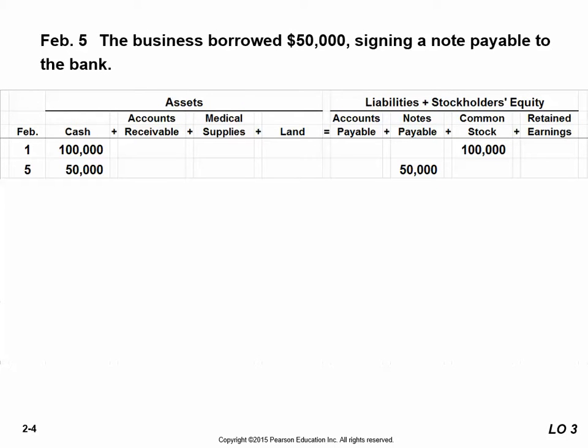The next transaction is February 5th. The business borrowed $50,000, assigning a note payable to the bank. This transaction increases cash and increases notes payable.